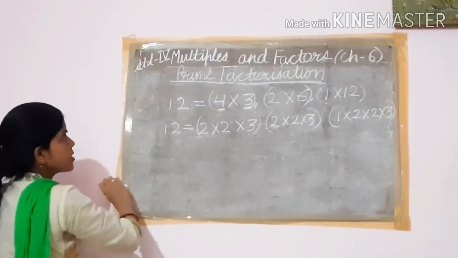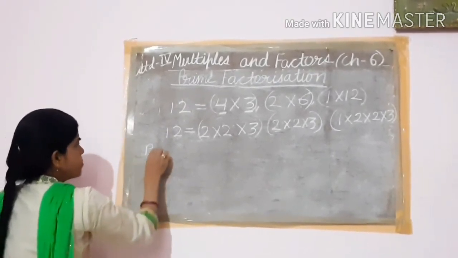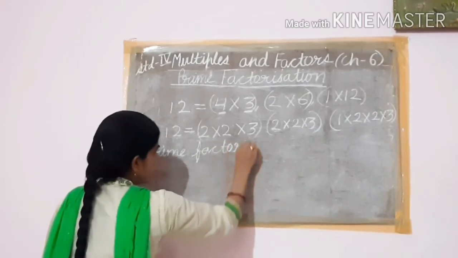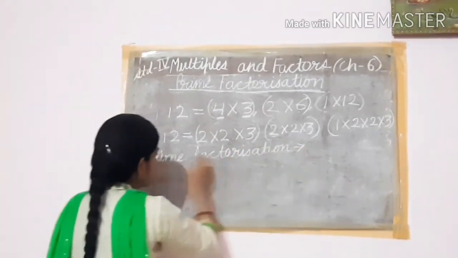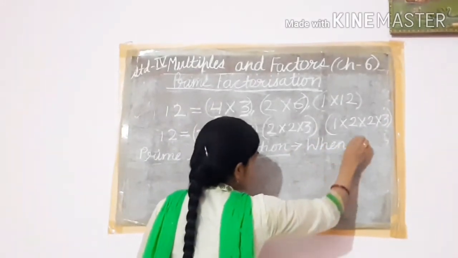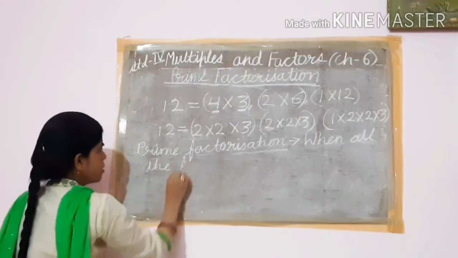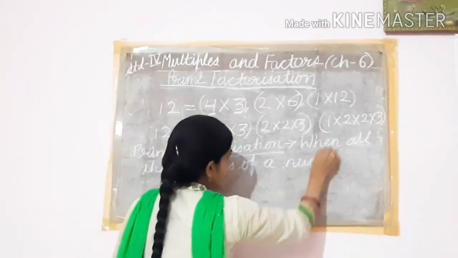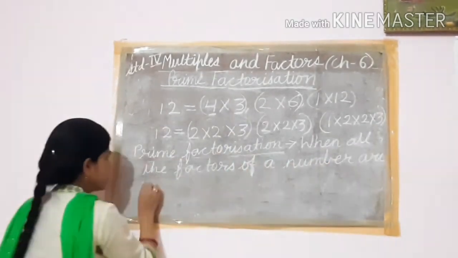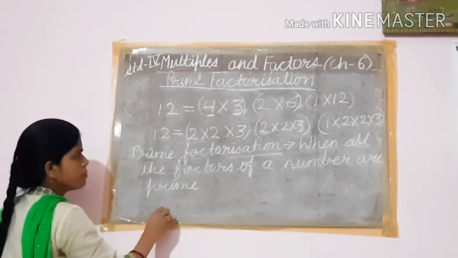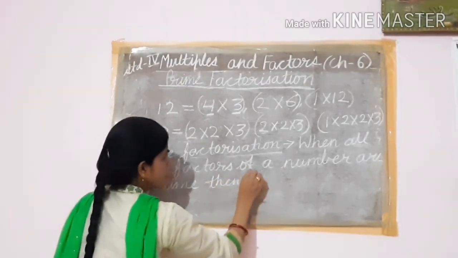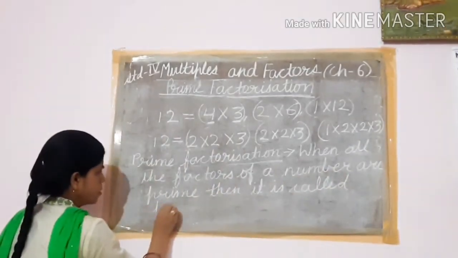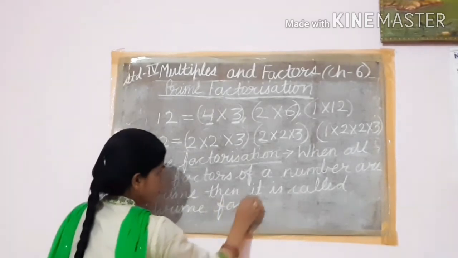So now what is prime factorization? When all the factors of a number are prime, then it is called prime factorization.